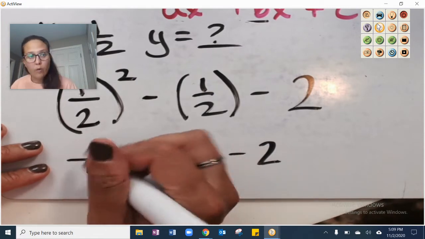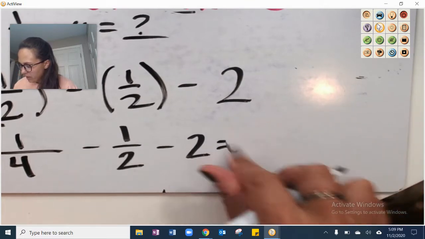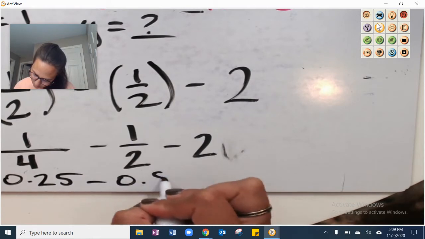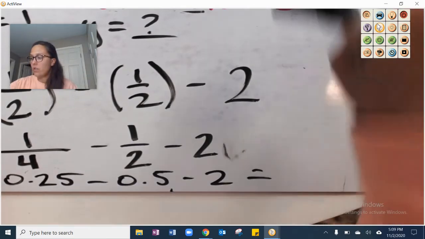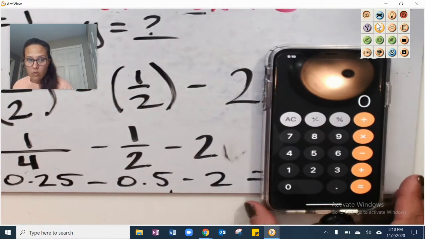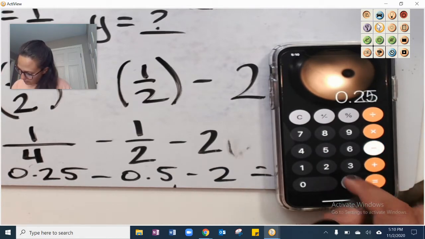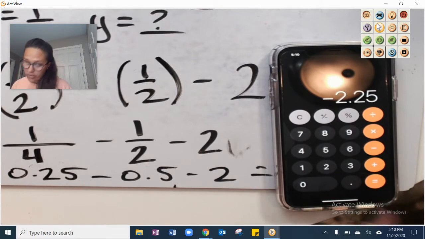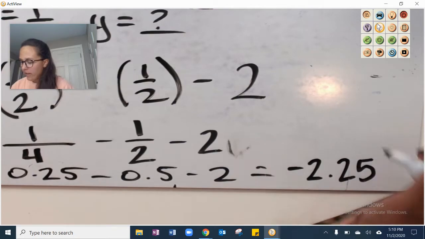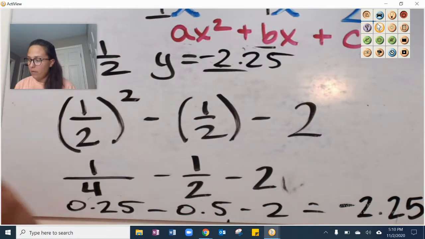So to make this easier, I'm going to convert it to decimals. So I know that 1/4 is the same as having 25 cents, right? So we could rewrite this as 0.25 minus 0.5 minus 2. So then I can put that into my calculator a little more easily. So 0.25 minus 0.5 minus 2 gives us negative 2.25. So that means our y value is negative 2.25.